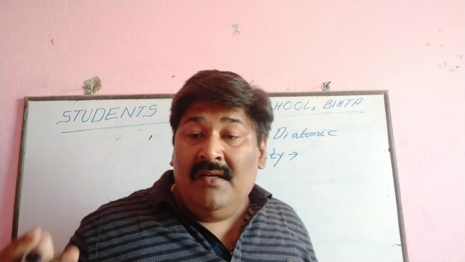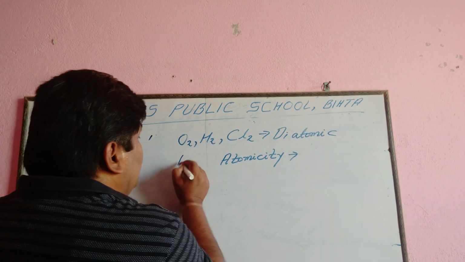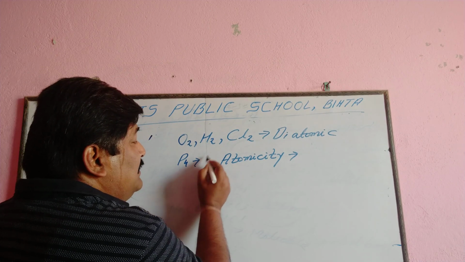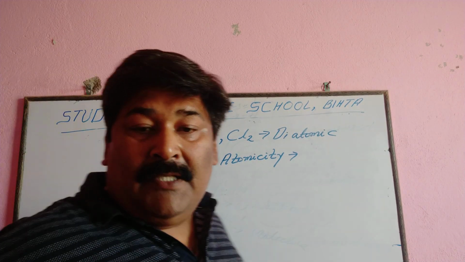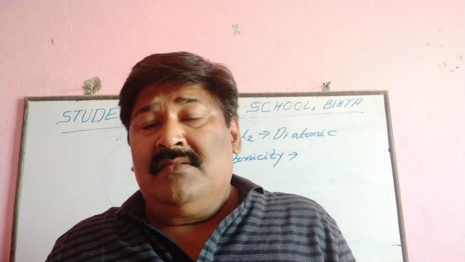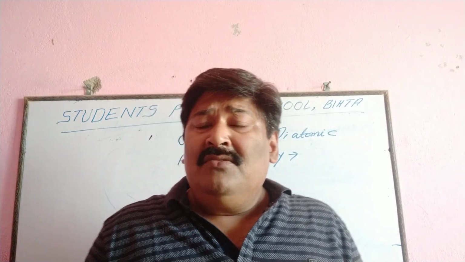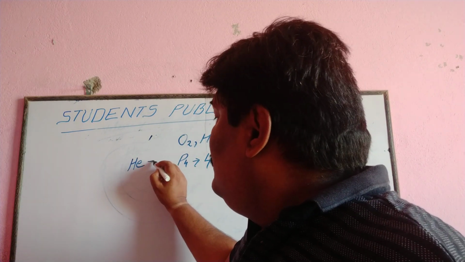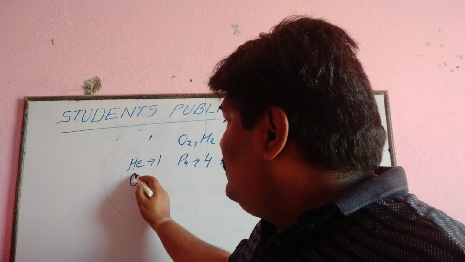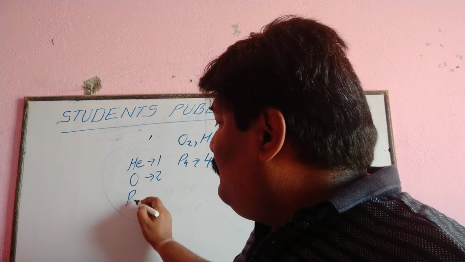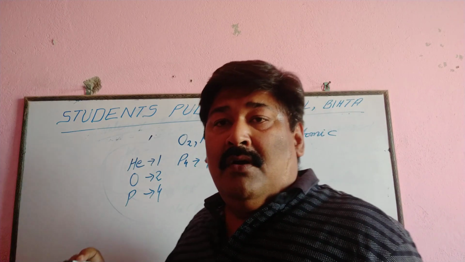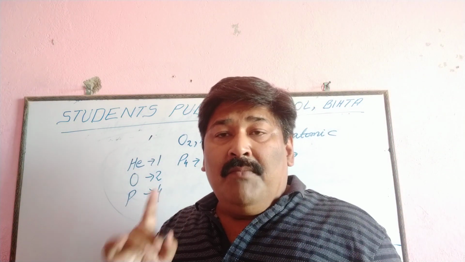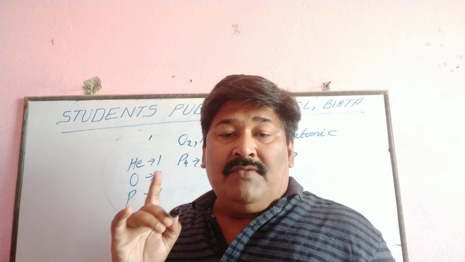Now, there are tetraatomic also. Phosphorus P4. Its atomicity is 4. Some monoatomic elements are there, for example helium, neon, argon. So their atomicity is 1. Helium is always found alone. So its atomicity is 1. Atomicity of oxygen is 2. Atomicity of phosphorus is 4. So you remember, what is atomicity? Atomicity is the number of atoms present in one molecule of that element.